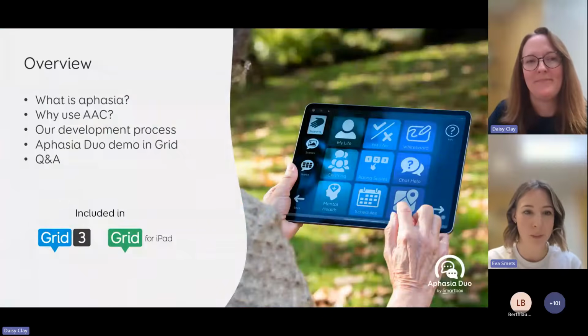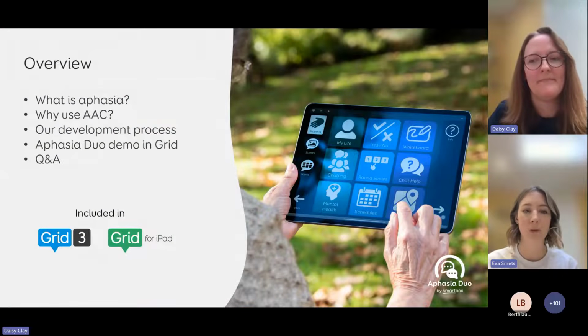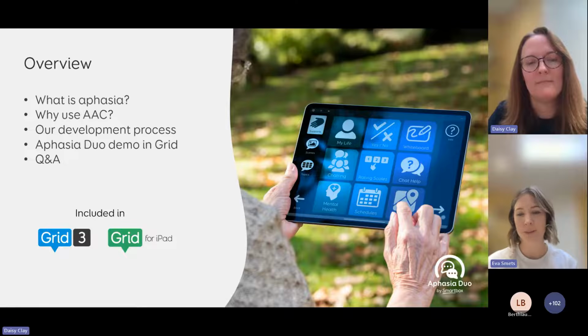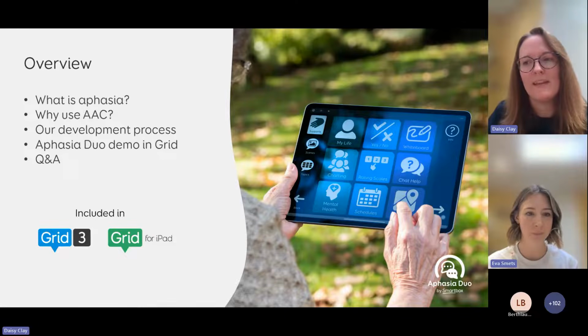So here's an overview of what we're going to be talking about. We're going to explain what aphasia is and how it can impact on someone's communication. We will discuss why AAC can be really helpful for people with aphasia. We'll talk you through our development process over the last year or so, and then we'll give you a demonstration of the vocabularies within Grid software. And there's also time for some questions at the end. And I think as well, just to say that it is included in Grid 3 and Grid for iPad.